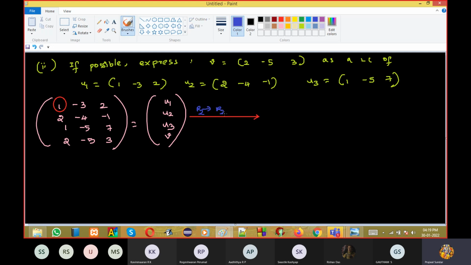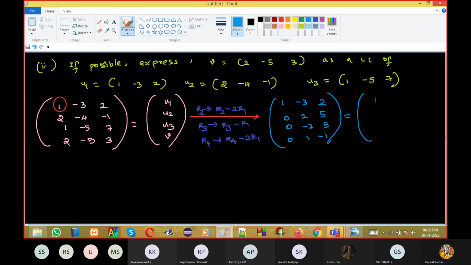R2 implies R2 minus 2 R1. R3 implies R3 minus R1. R4 implies R4 minus 2 R1. Right. So what we can say? 1, minus 3, 2. Then we can get 0, 2, 5. I have written down on keep. That's why I am doing fast. So you know it's not a problem. It will be equal to u1, u2 minus 2 u1, u3 minus u1, v minus 2 u1.